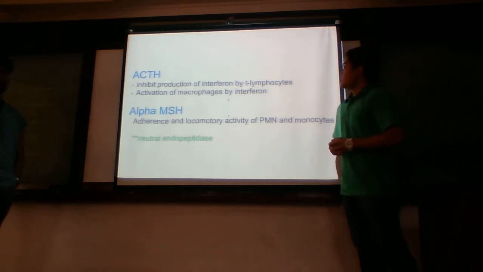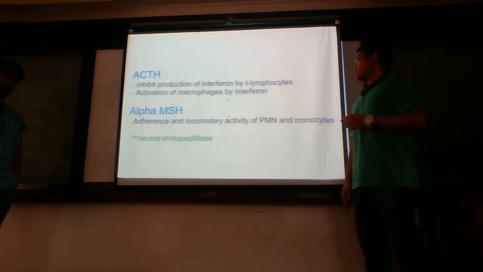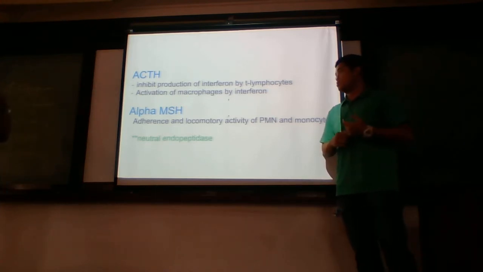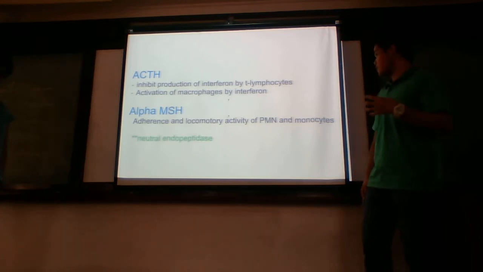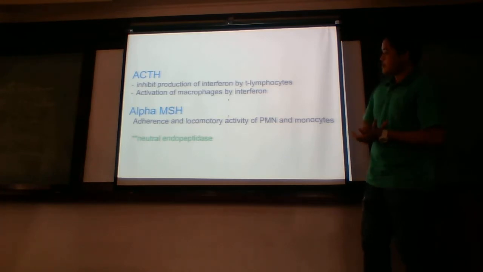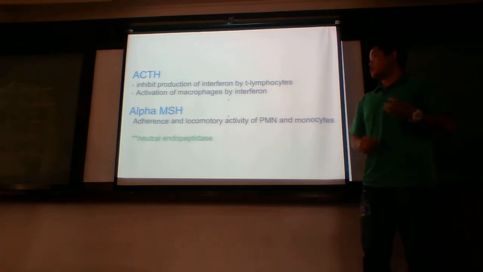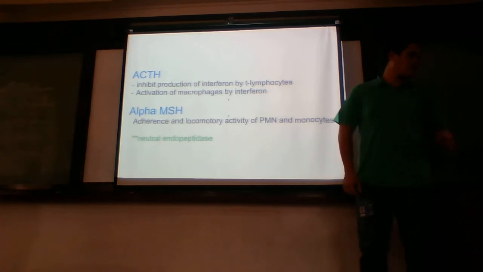So the next would be alpha melanocyte stimulating hormone, which is produced. It is able to prevent adherence and locomotory activity of polymorphonuclear cells and monocytes, which are important in the complement pathway. So this is an example of how Schistosoma mansoni can survive the immune response of the complementary pathway.